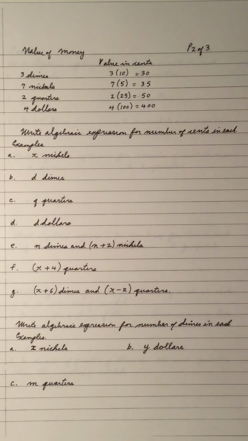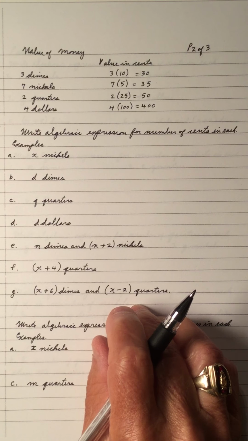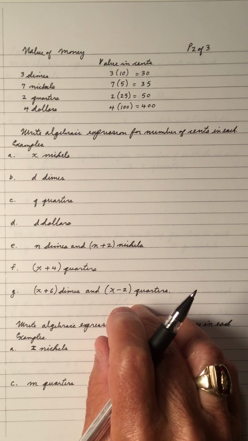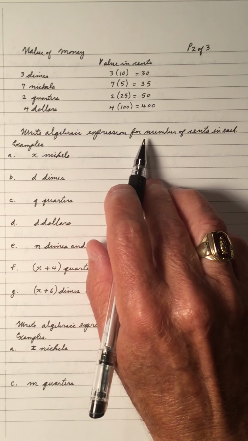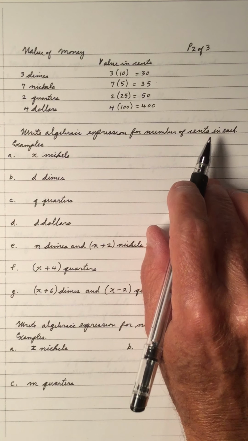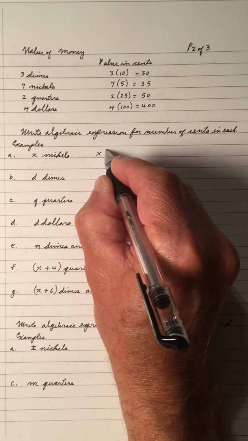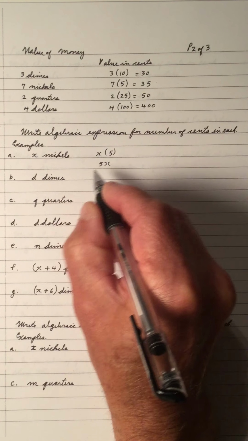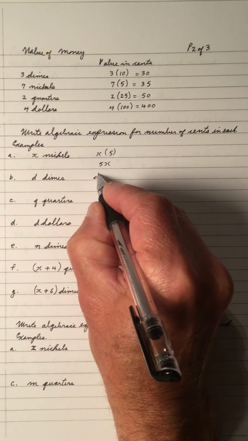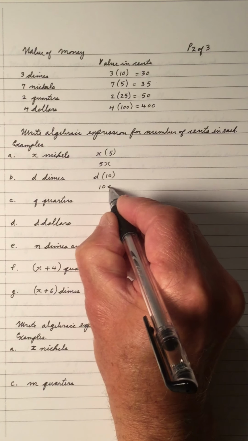We're going to use this to convert money to cents, and we're going to write algebraic expressions. Write an algebraic expression for the number of cents in each. X nickels. So you got X nickels, so it's X times 5, so that's 5X. D dimes. Every dime got 10 cents, so that's 10D.